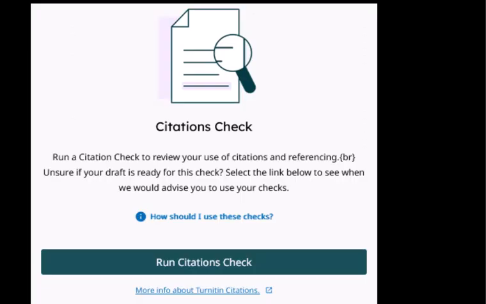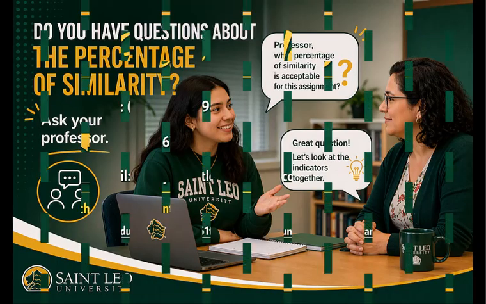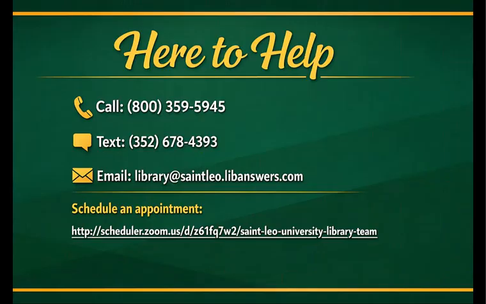Then, use Citation Check. It helps you verify if your citations are complete and correctly formatted. If you have questions, ask your instructor. Some assignments have specific rules regarding the similarity percentage. Using Draft Coach before submitting your work helps you catch errors early, improve your writing, and avoid losing points.